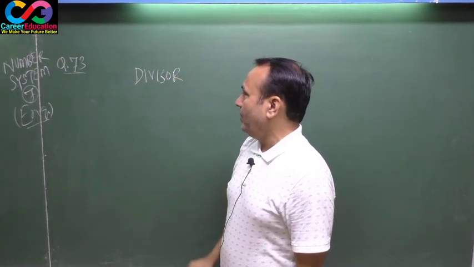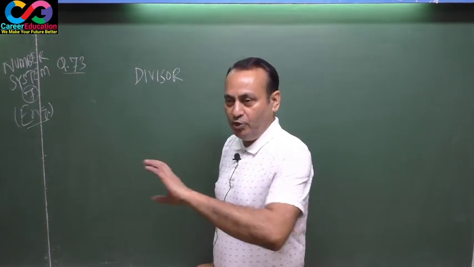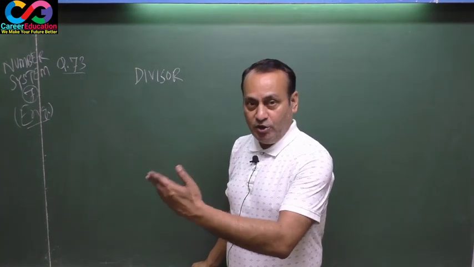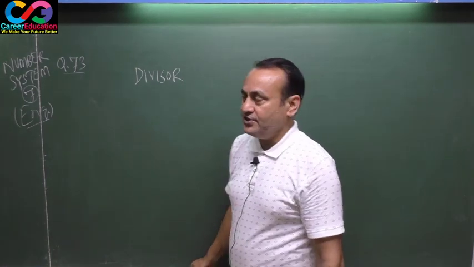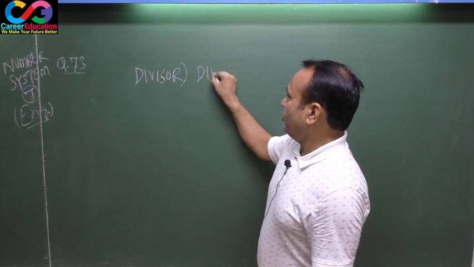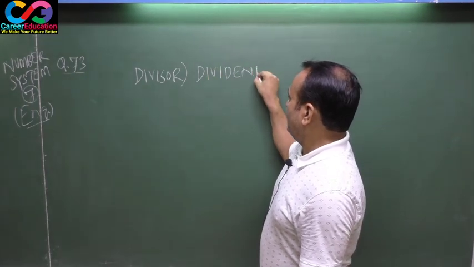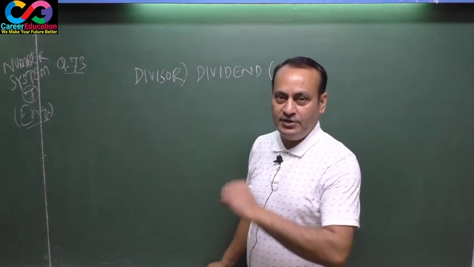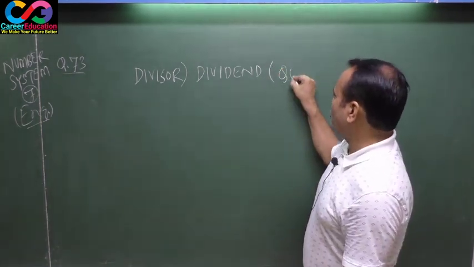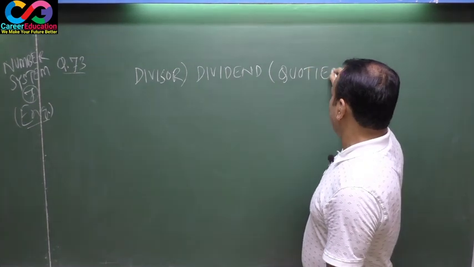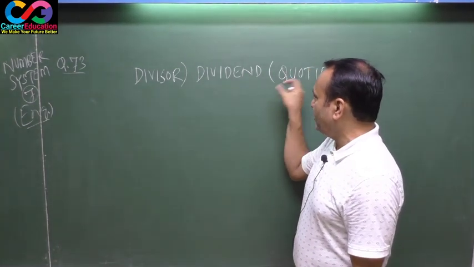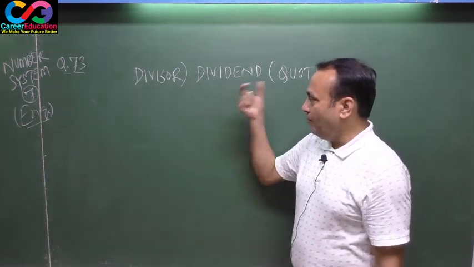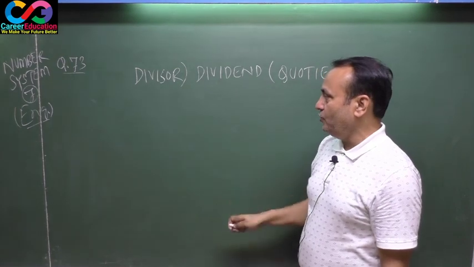The number by which you divide another number is called a divisor. This is your dividend, meaning the number which you divide, that is called dividend. This is your quotient, meaning the complete number after division of one number by another is called quotient.